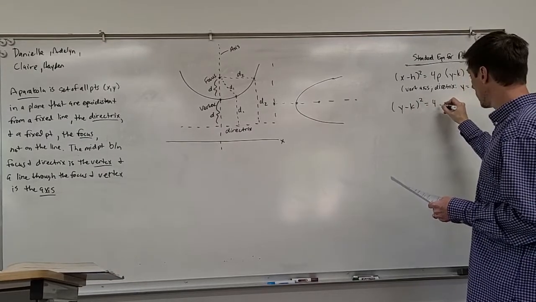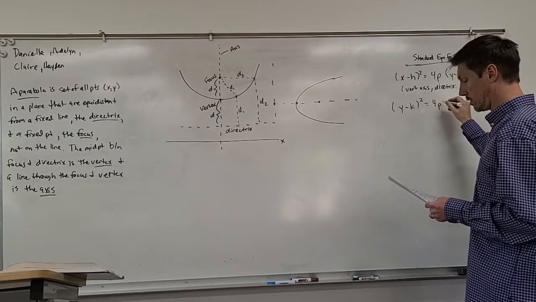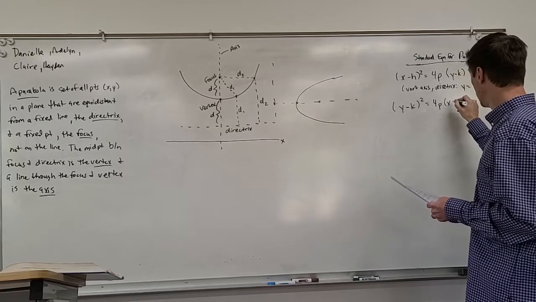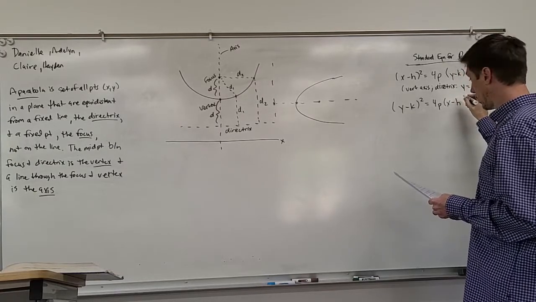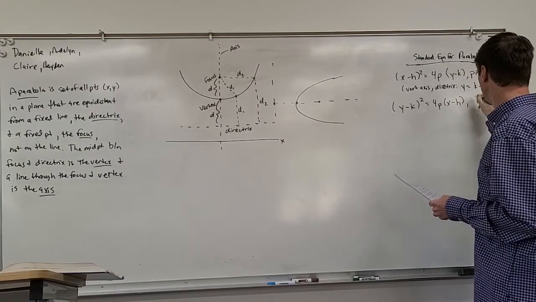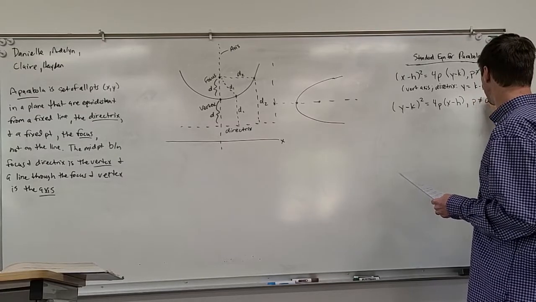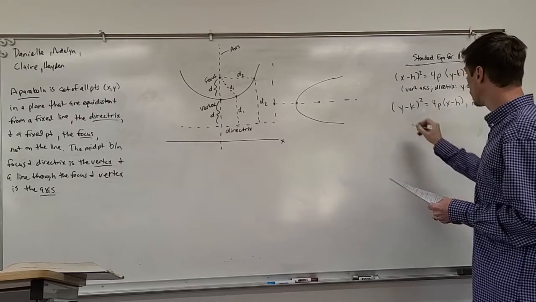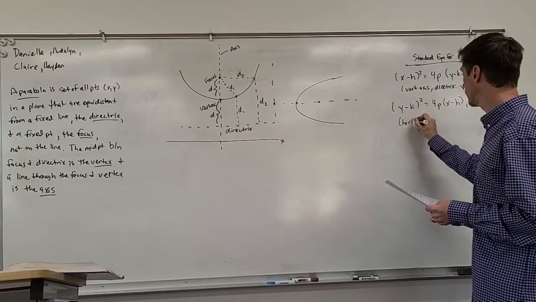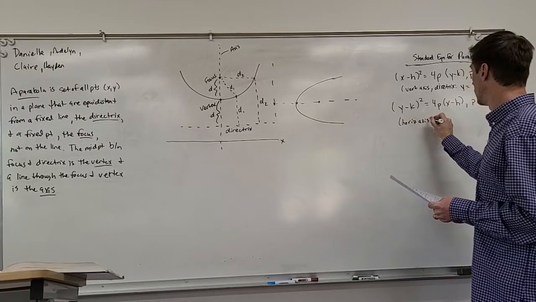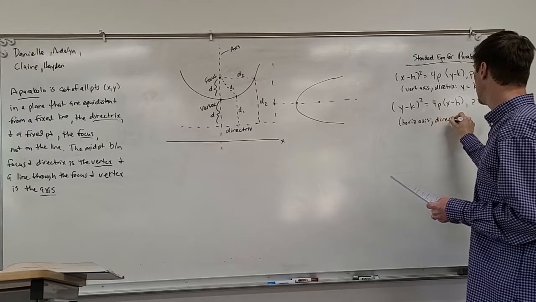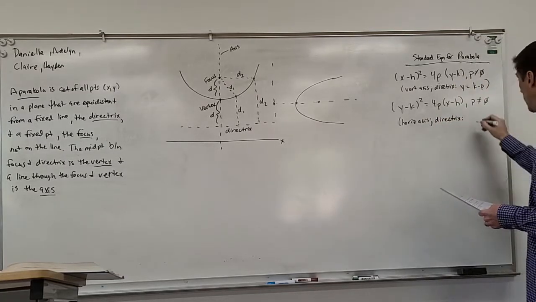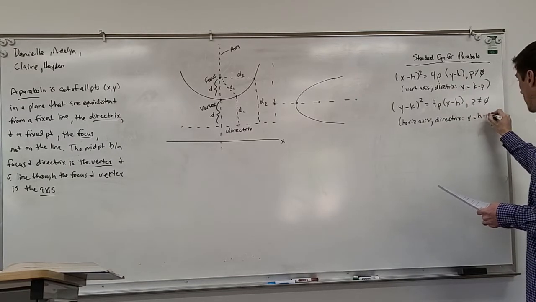Now, when we have a horizontal axis, the function is going to look like this, or it's not really a function, actually. But the equation is going to look like this. Again, p cannot equal 0. And this one is going to have a horizontal axis, and the directrix is going to be x equals h minus p.